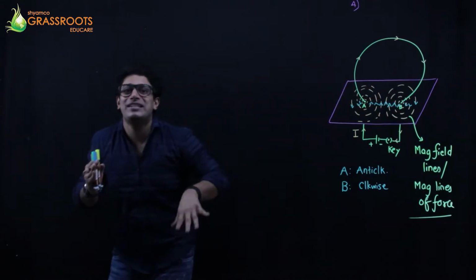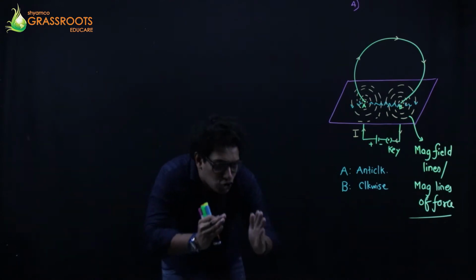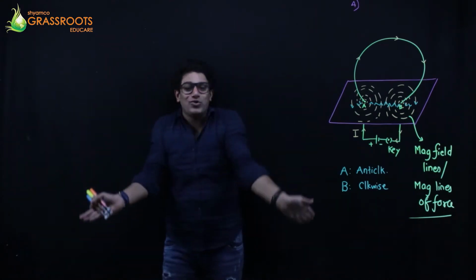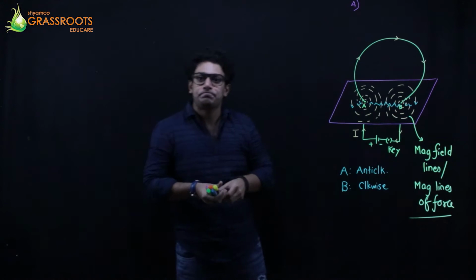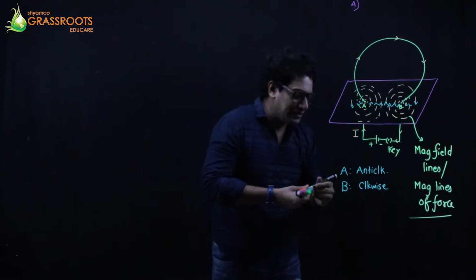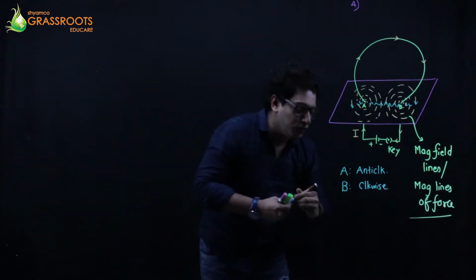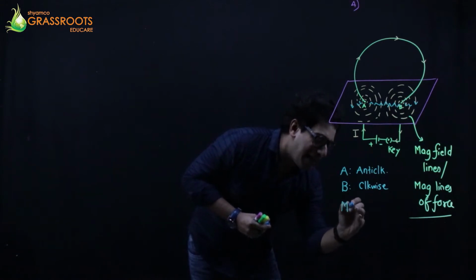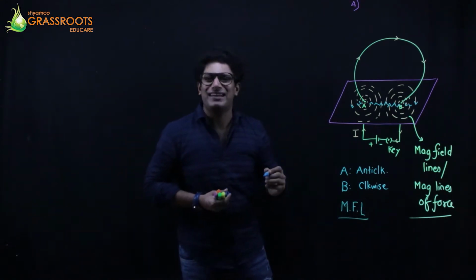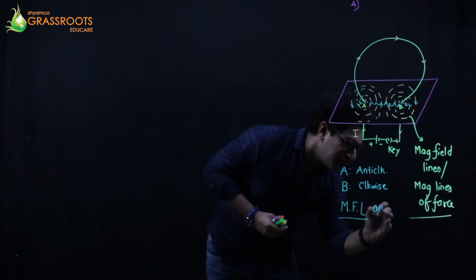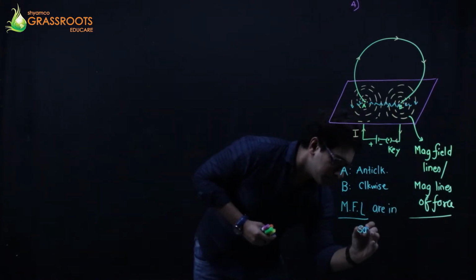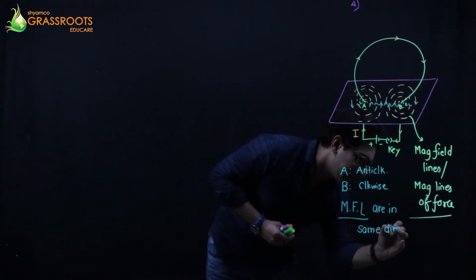Individually, one is clockwise, one is anti-clockwise, but both eventually come up and then they both go down. That is the meaning that magnetic lines of force, yeah, magnetic field lines, MFL मतलब magnetic field lines, are in same direction. That is the meaning, friends.